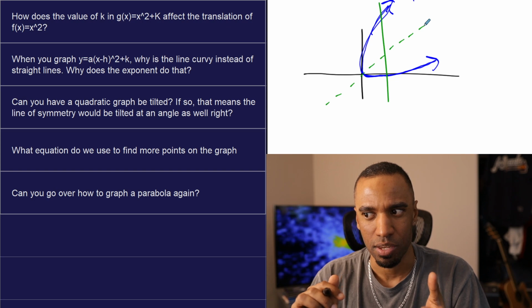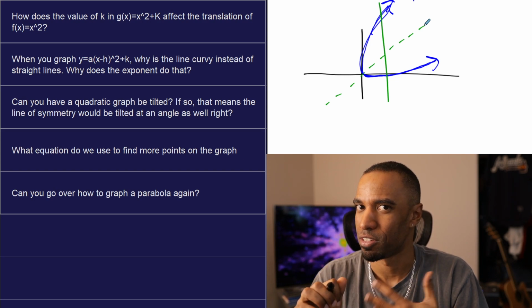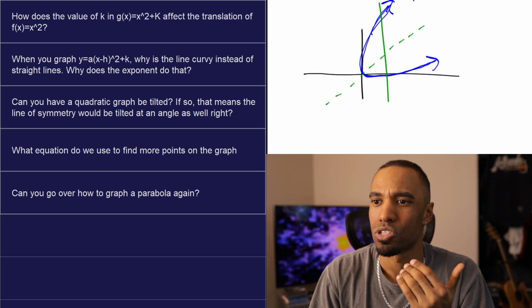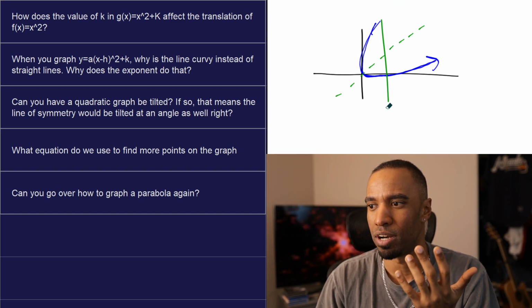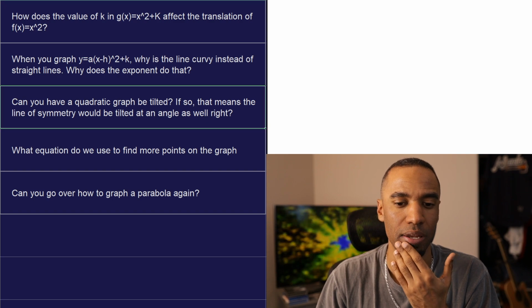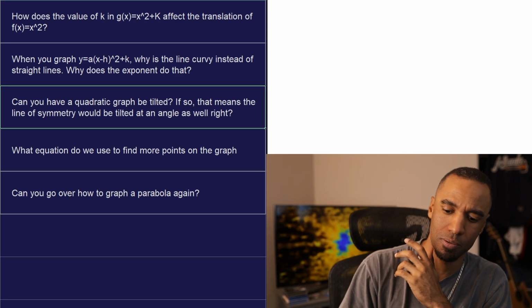Because there is no axis of symmetry if it's not symmetrical. And if it's symmetrical, like, you know what I mean? So that, yeah, the axis of symmetry just goes along with it. It goes wherever it is, assuming it's symmetrical, assuming it's a parabola. But it can be tilted. I don't know the equations for those ones.